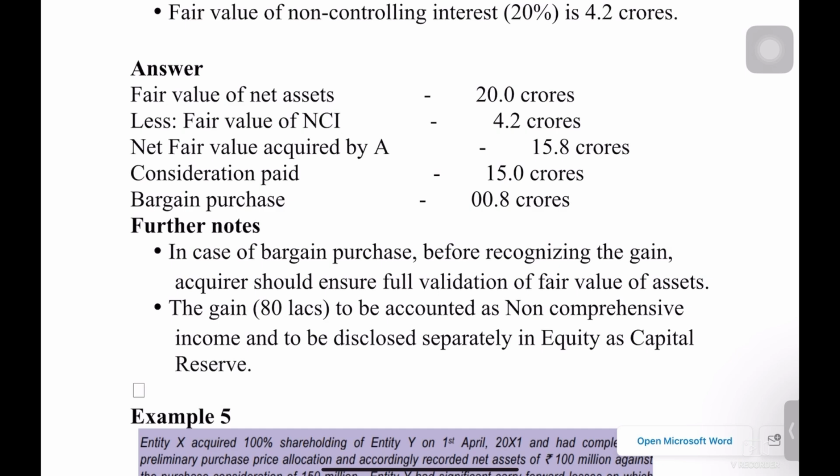to be accounted for. So in this case, the gain of 80 lakhs can be accounted as other comprehensive income, and finally it will be disclosed as capital reserve. But the point here is that 80 lakhs, before it's recognized as capital reserve in the books of company A, all the valuation needs to be properly validated. If required, a third party valuer can be appointed by company A to ensure that the valuation is proper, and they can use all those valuation reports during the audit time.